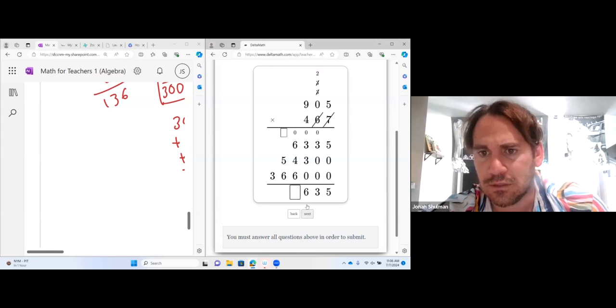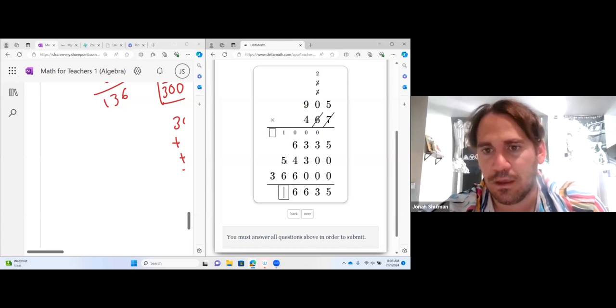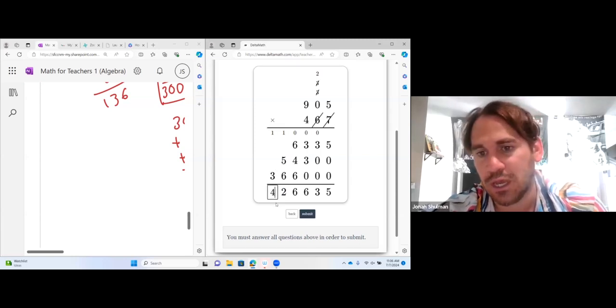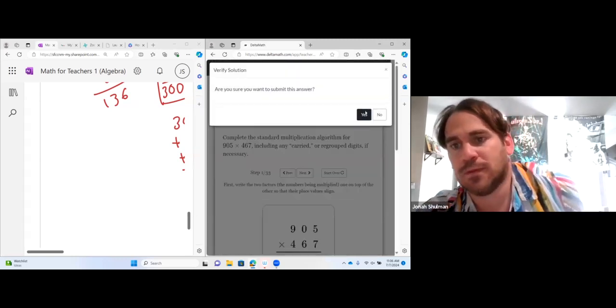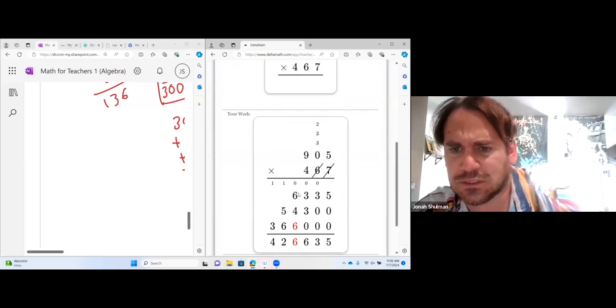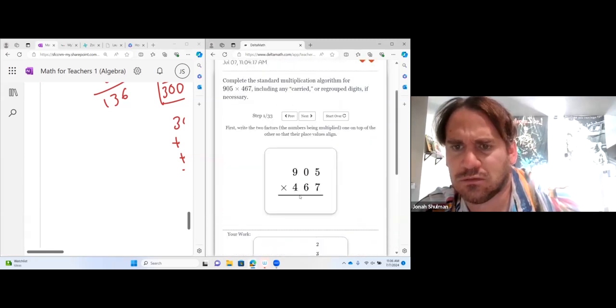All right. Now 6 plus 4 is 10, plus 6 is 16, so we carry the 1. 6 plus 5 is 11, plus 1 is 12, carry the 1. And finally, our final answer: 3 plus 1 is 4. So we have 426,635. And I made a mistake. 6 plus 4 is 10, plus 6 is 16. Where was the mistake?